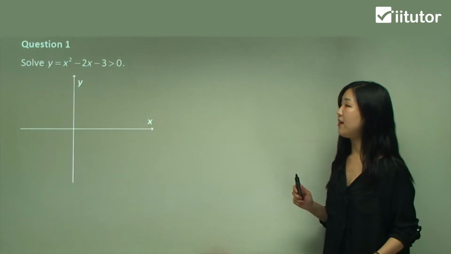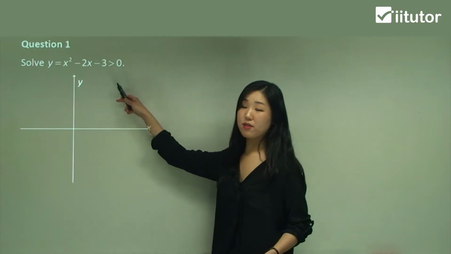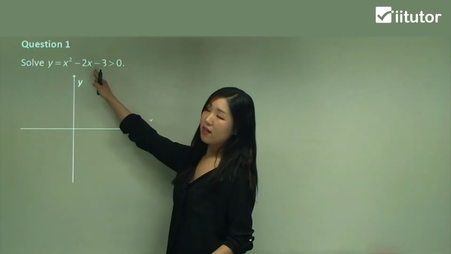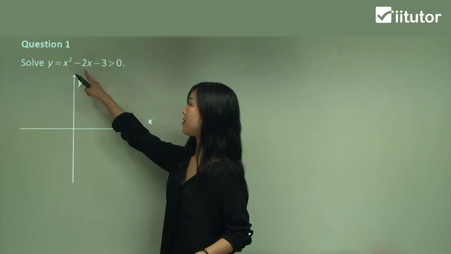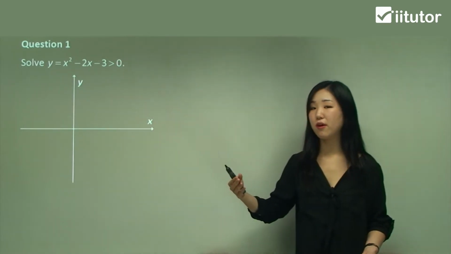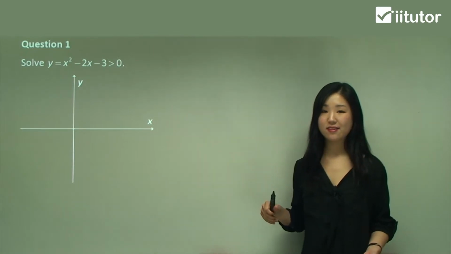Starting with question 1, it says solve y equals x squared minus 2x minus 3. So that's the y, but we want to know the values for x. When it's asking you to solve, we're basically solving for the x values here where y is greater than 0. So greater than 0, guys, means it's above the x-axis, isn't it?